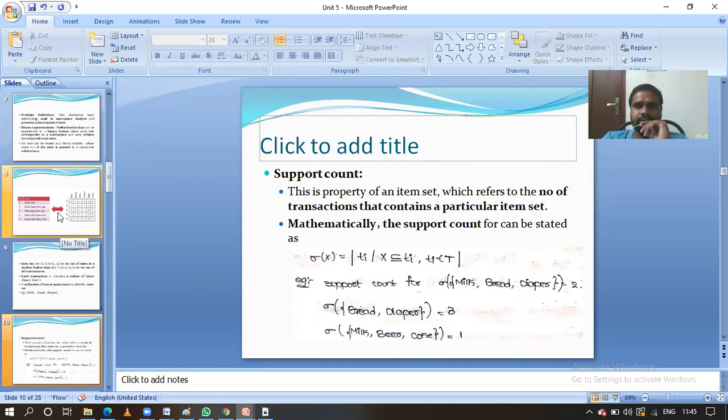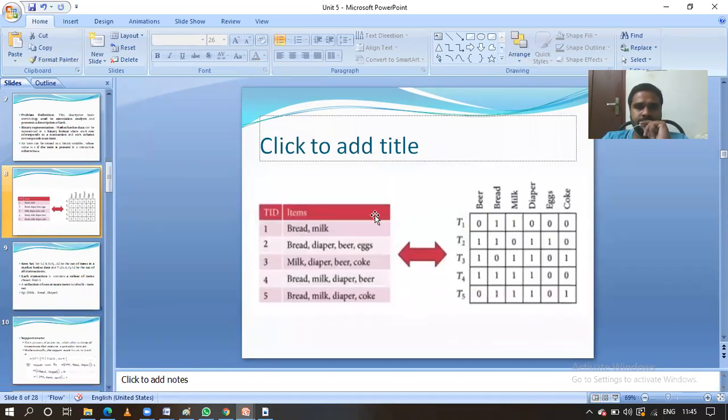Milk, bread, diapers. Okay, milk, bread, diaper is not here. Milk, bread, diaper is not in the second transaction. Milk, bread, diaper is not here either. Okay, milk is there, bread is there, diaper is there. One time repeated. Milk is there, bread is there, diaper is there. Two times. Overall, these three items are repeated two times out of five transactions.